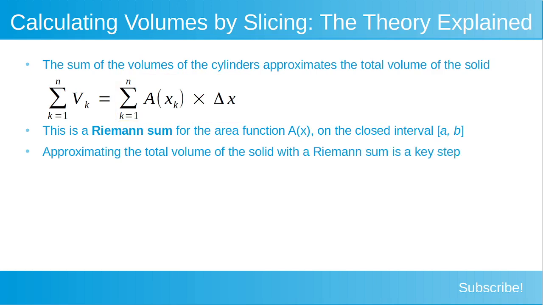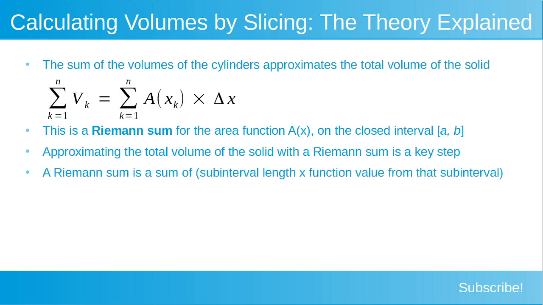Approximating the total volume of the solid with a Riemann sum is a key step. A Riemann sum of a function on a closed interval is a sum over all of the subintervals of each subinterval length multiplied by a function value from that subinterval.